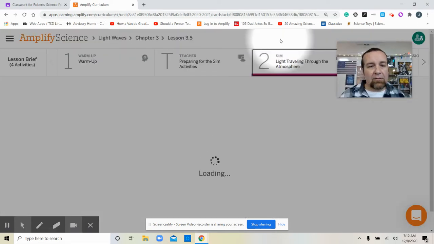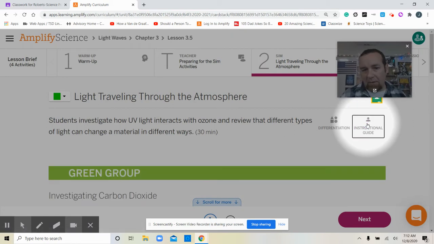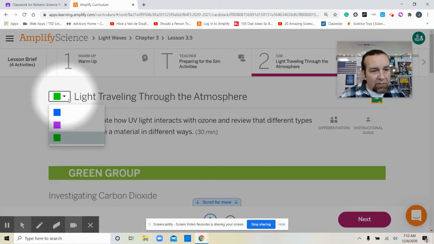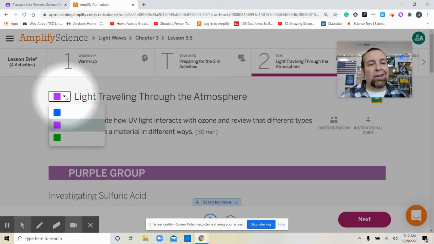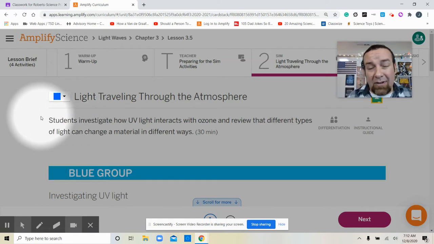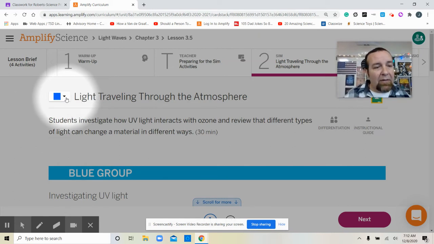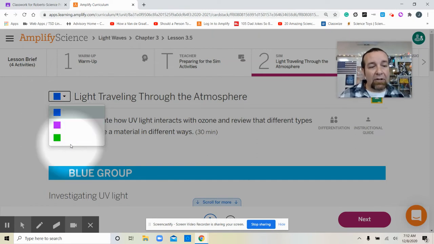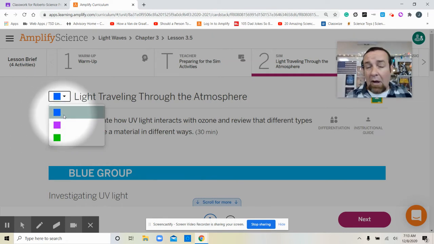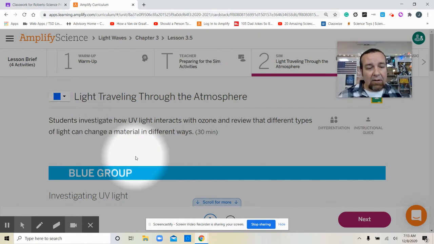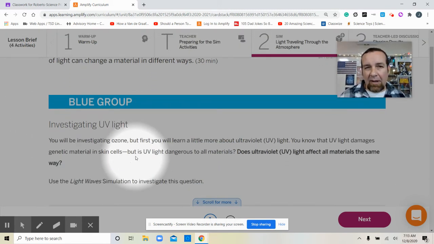And let's dive in. There's going to be a green, a purple, and a blue group. Depending on what color you are, that's what you're going to be investigating. Now, I'm going to start off supporting the blue group, and then I'm going to go to purple. And green, I'm not going to go through yours very much at all. I think you guys will be good to go. So if you're not in the blue group, go ahead and skip ahead just a little bit. Blue group, stay with me, though.